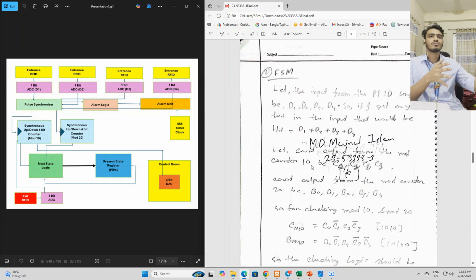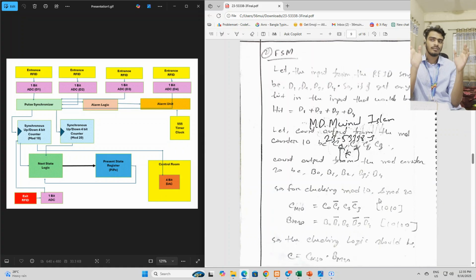So if a 21st ticket is coming, there must be some issue. It will not allow the passengers to enter. So that's why we need, let's assume that the count output we get from the mod counter 10 be C0, C1, C2 and C3, and the output from the mod counter 20 be B0, B1, B2, B3 and B4. So these are our outputs.